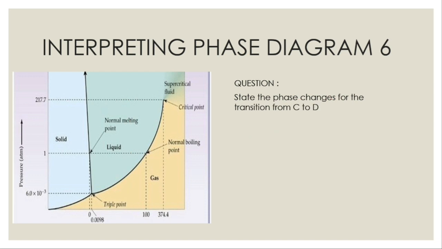Okay, state the phase changes for the transition from C to D. Let's say C is here and D is here. So how can we describe the phase changes? First, draw a line connecting the two points. So I have C and D, I draw a connecting line. It starts from C, so start from here. C is a solid. Then in the transition, it encounters the solid-liquid equilibrium line.